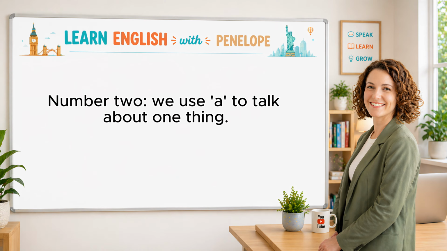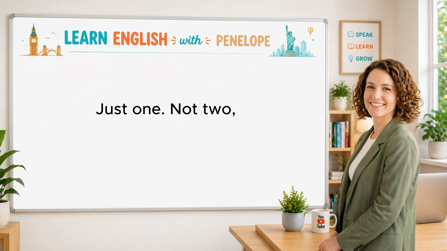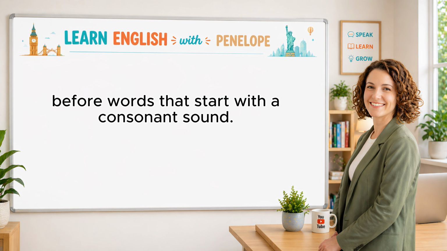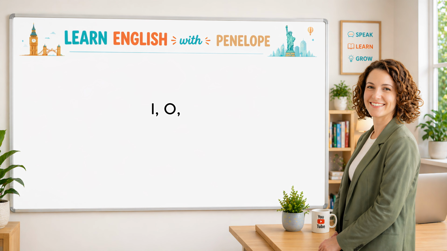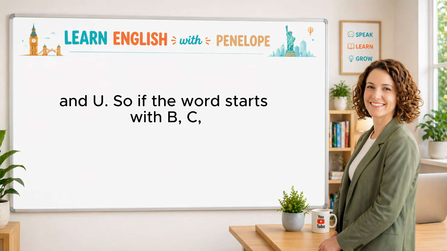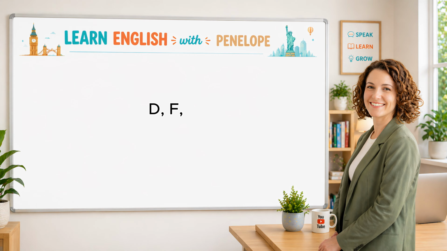Number 2, we use A to talk about one thing, just one, not two, not three. Number 3, we use A before words that start with a consonant sound. The consonant letters are all the letters except A, E, I, O, and U. So if the word starts with B, C, D, F, G, H, J, K, L, M, N, P, Q, R, S, T, V, W, X, Y, or Z, we use A.